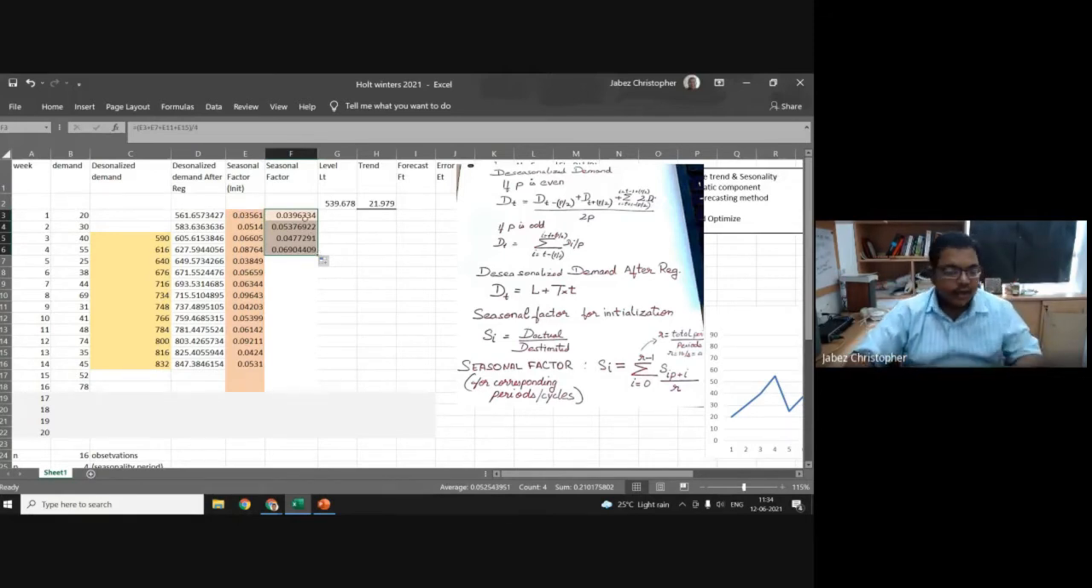Having that, I then go for computing the level based on the seasonal factor. Level is computed using the seasonal factor and the constants. So let's see how we go about it. For level, what is the constant we use? We use alpha. I have alpha and beta values over here.